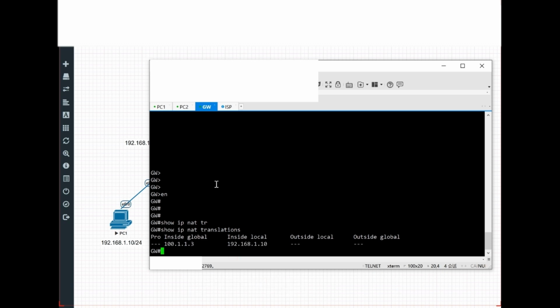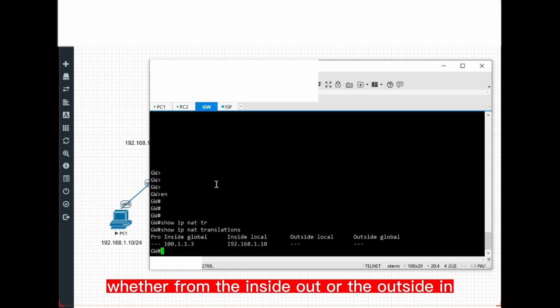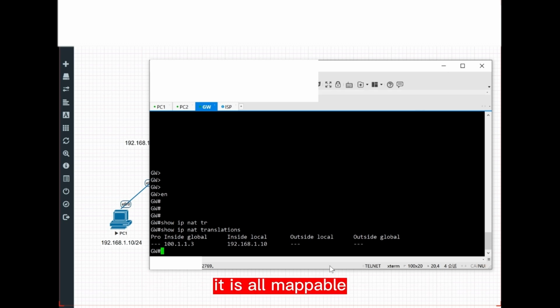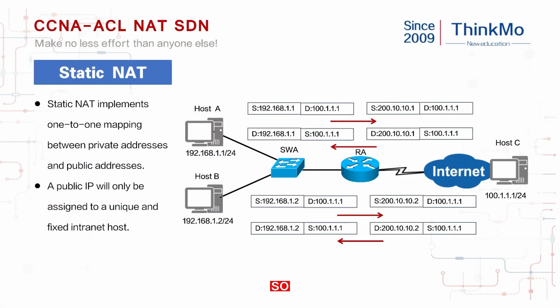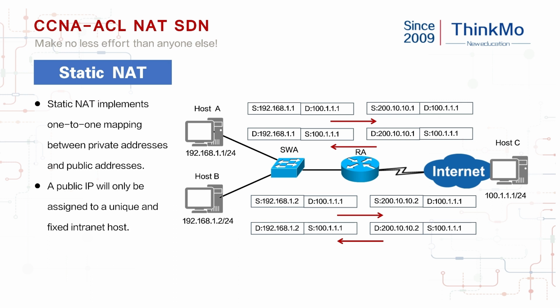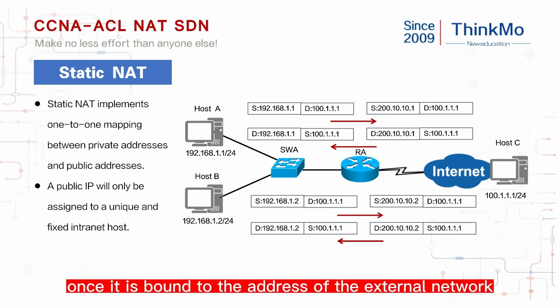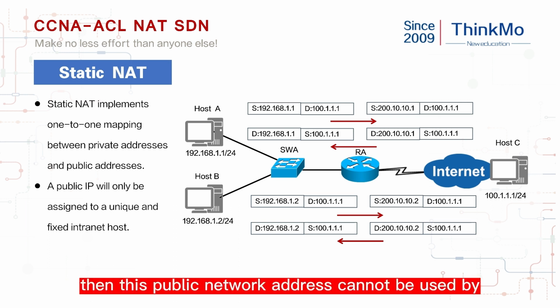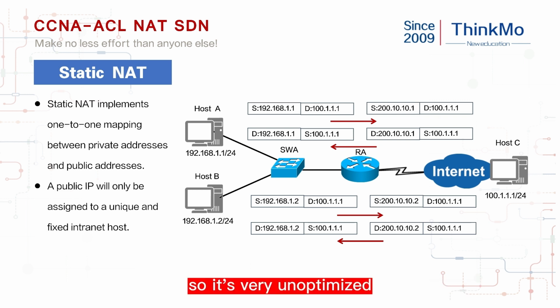That is, whether from the inside out or the outside in, it is all mappable. So, as a static NAT, even if internal hosts do not access the internet, once it is bound to the address of the external network, then this public network address cannot be used by others. So it's very unoptimized. So can we optimize static NAT now?